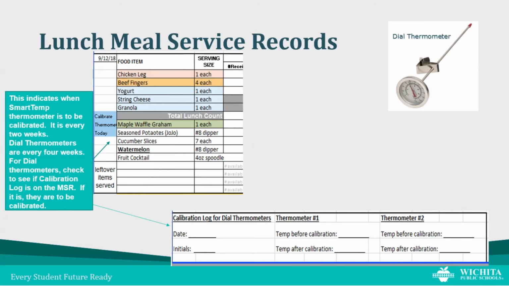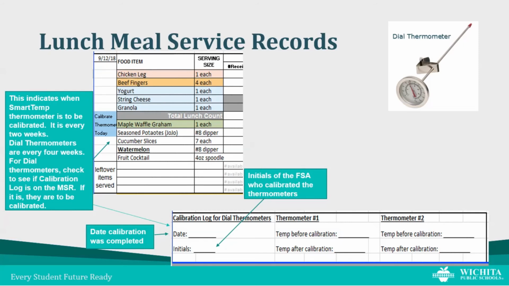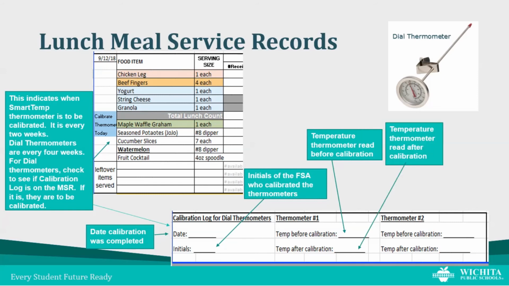A picture of a dial thermometer is in the upper right corner. How to complete the calibration log for a dial thermometer: you put the date the calibration is completed, the initials of the FSA calibrating the thermometers, the temperature of the thermometer before calibration began, and the temperature after calibration. We calibrate all thermometers to 32 degrees. There's also space to do a second thermometer, and if you have more than 2 dial thermometers, use the extra space on the meal service record to record this information.